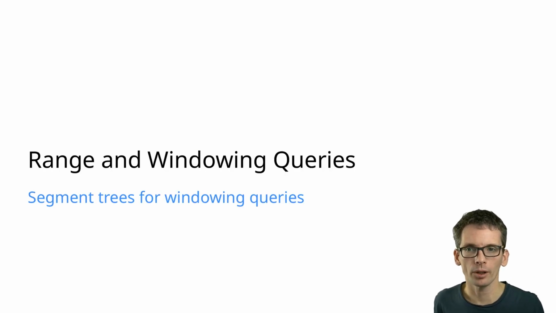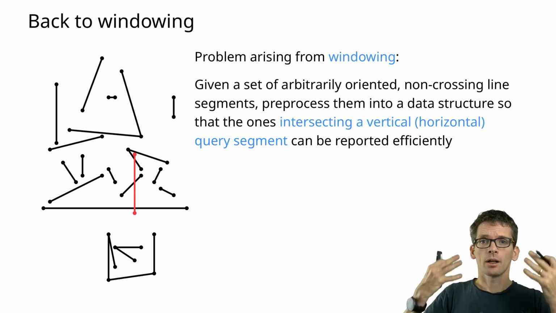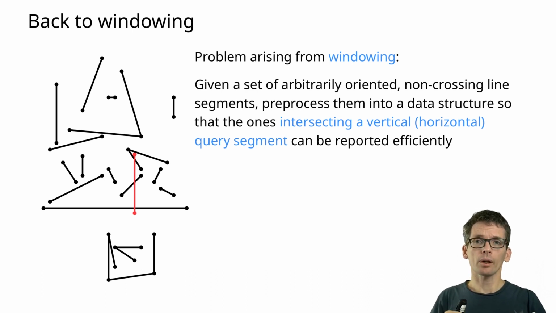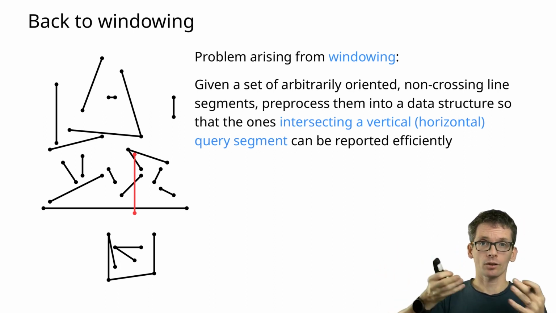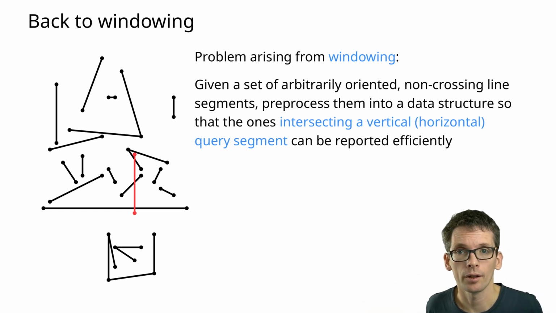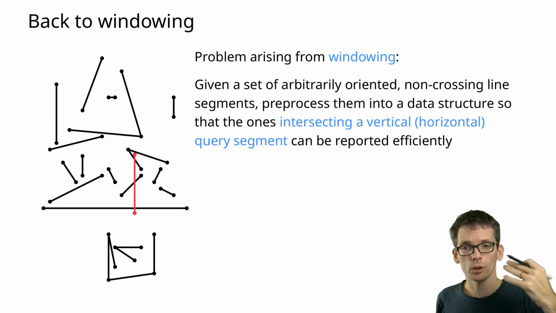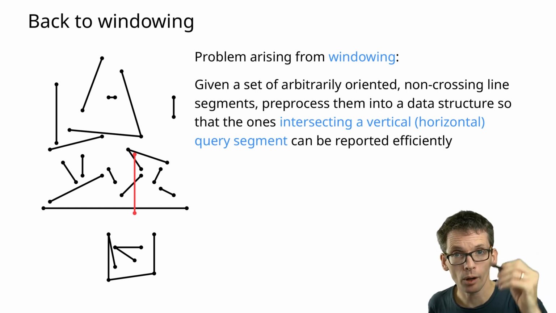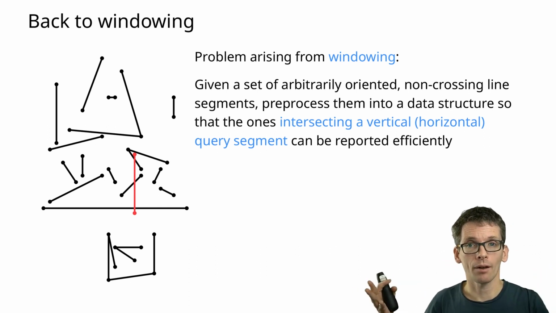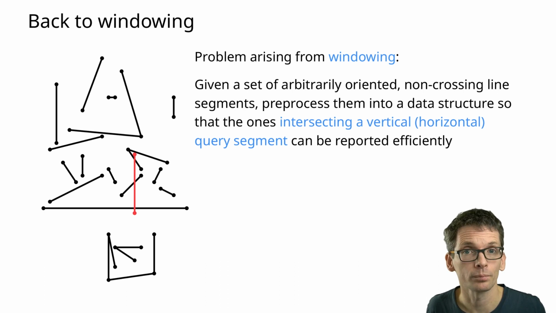So what's the problem that we're looking at? We have arbitrarily oriented non-crossing line segments. Those are the black segments here. We want to solve a windowing query with an axis-aligned rectangle. And this we can solve by first finding everything that is completely in the rectangle, and then finding everything that intersects the boundary of my query rectangle. And this can be reduced to the following problem. I have this input, I'm querying with a vertical segment. I want to report everything that intersects this vertical segment. And then we can do the same with a horizontal segment and be done.